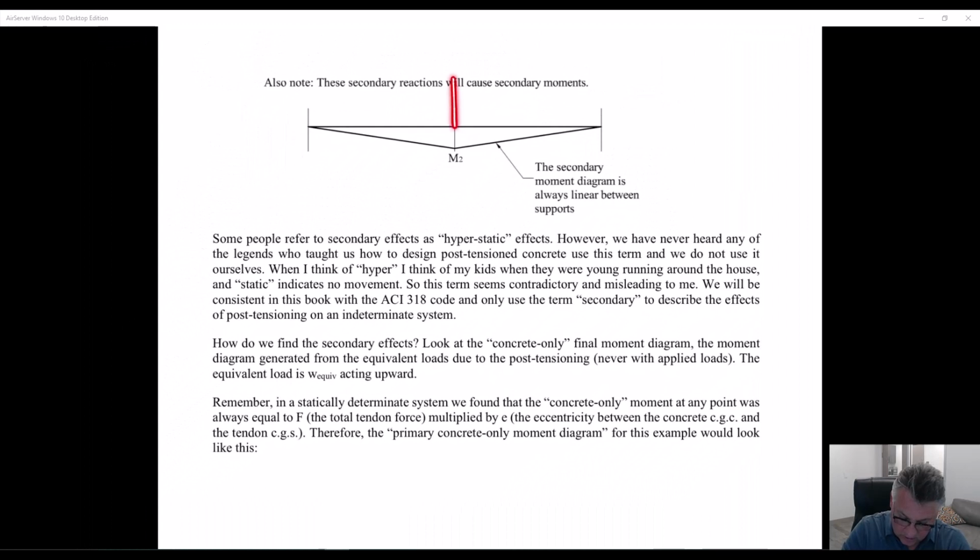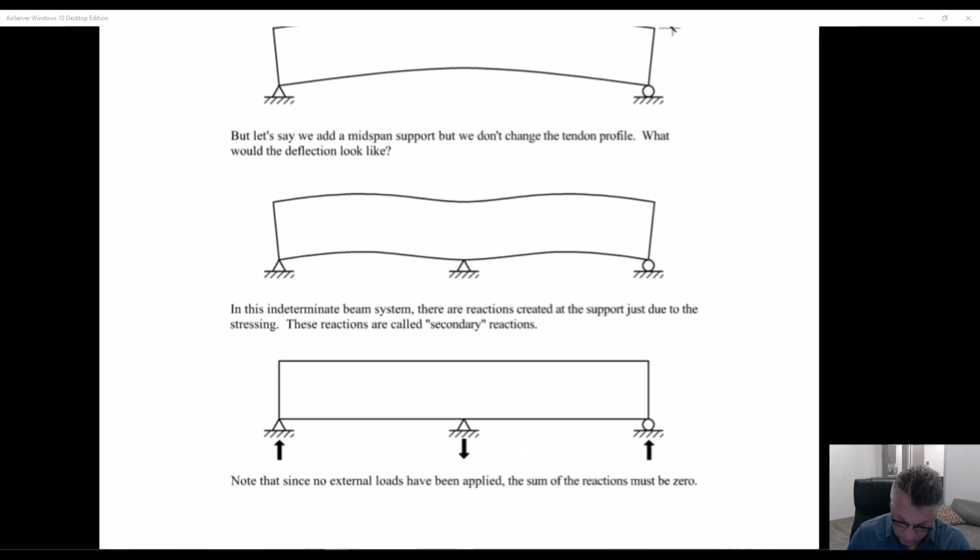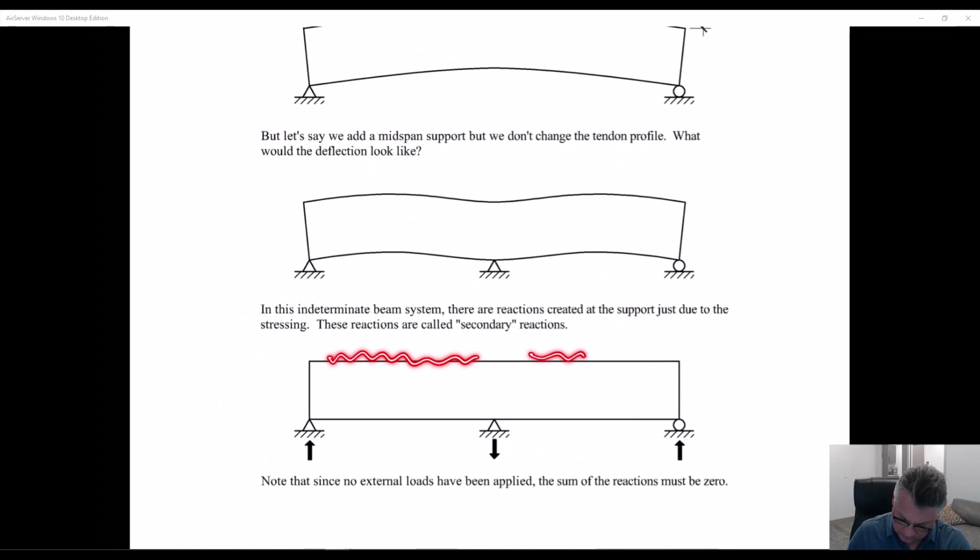So that secondary reaction down, holding that beam down, creates a secondary moment diagram. One thing to note is that secondary moment diagram is always linear. It has to be. There are no loads in between the supports. There's nothing going on over here. These real reactions are just reactions to supports. Everything in the secondary effect category is only happening at the supports. It's the restraint of the supports. The beam or slab wants to deflect and it can't because of this.